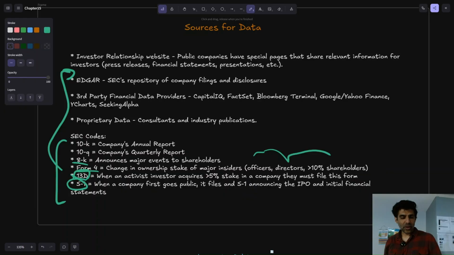And then the S1, this is when a company first goes public. This is what we call an IPO filing, initial public offering. So this is when a company is transitioning from private to public. Like Uber, when they first went public, no one knew very much about their financial statements. What was their revenue? What were their expenses? When they were going to go public, that S1 filing was really important because that's when they first opened up their books essentially to the public.